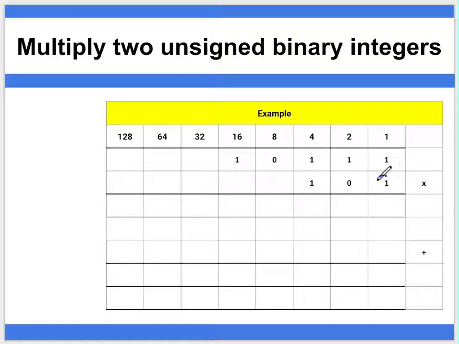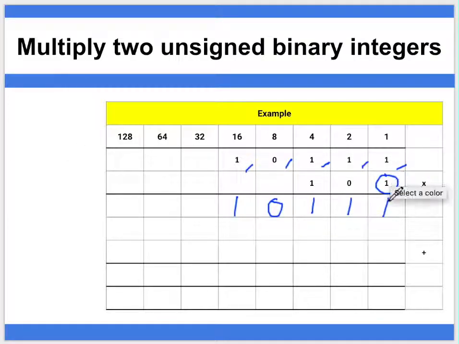I'm going to start with this one value here, and compare it against everything on the top row. So a 1 times a 1 gives me a 1. Then a 1 times a 1, which gives me a 1. 1 times a 1, which gives me a 1. 1 times a 0 gives me a 0, and 1 times a 1 gives me a 1. So that's that one done. Let's jump over and do our next row down.